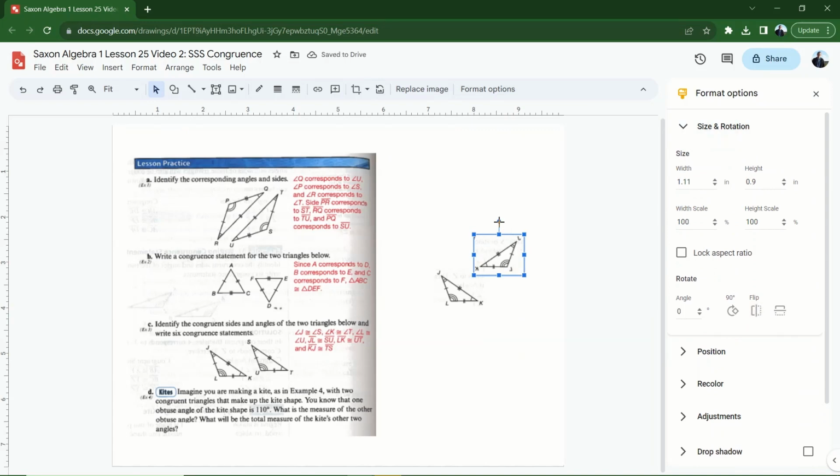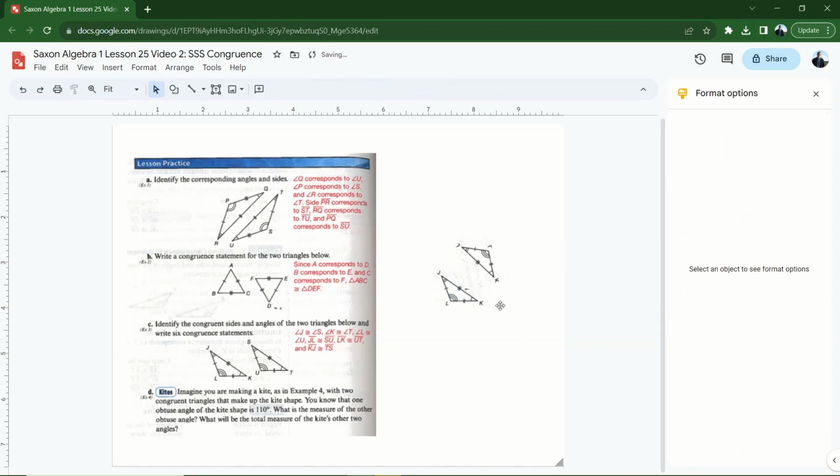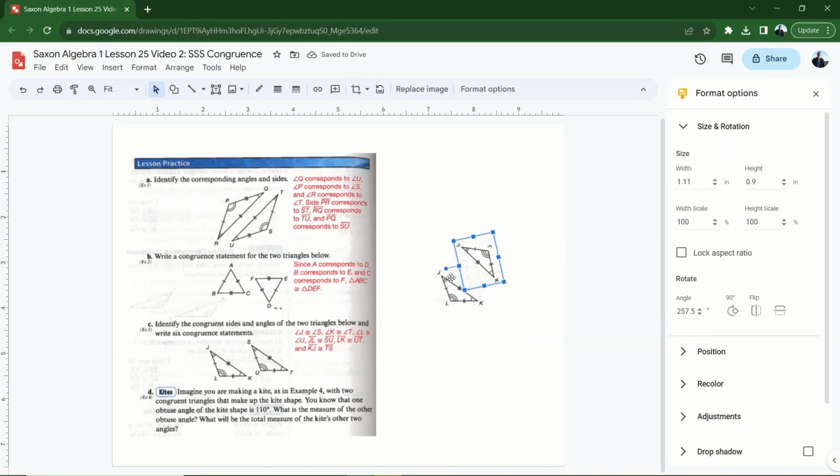I'm going to drag it around, and what we're going to do is pretend like we're going to drag these on top of each other so that they're right next to each other. The problem is if I do that, I'm never going to be able to get them both to display because they're images like that. But I want you to imagine that I've lined them up so that that 3 tick mark side there is on top of this side, and I have a shape that's called a kite. Now imagine you're making a kite as an example with 2 congruent triangles that make a kite shape. If I were to join these together, they would make a kite shape.